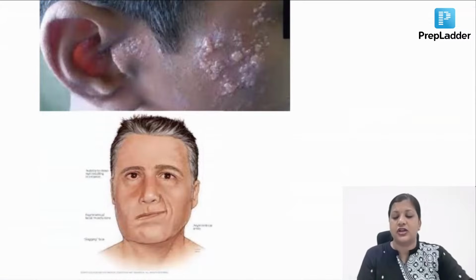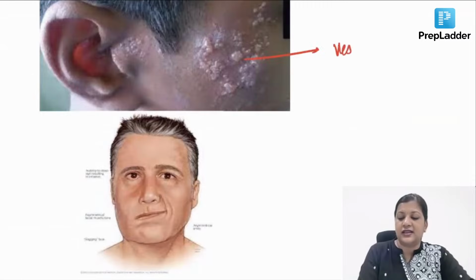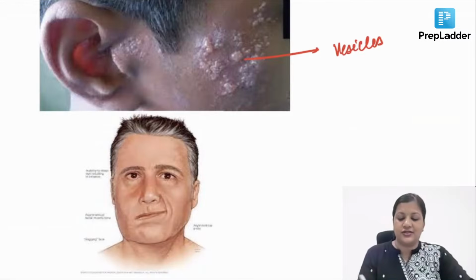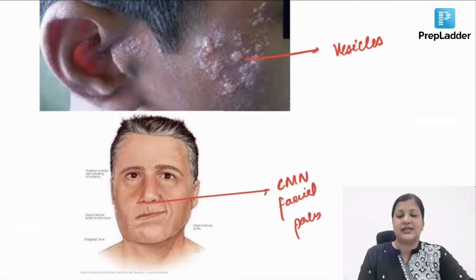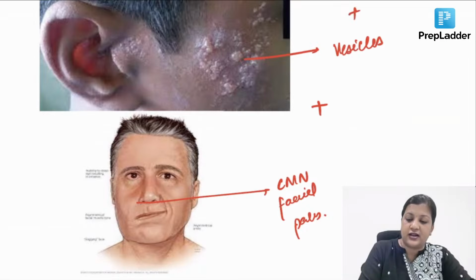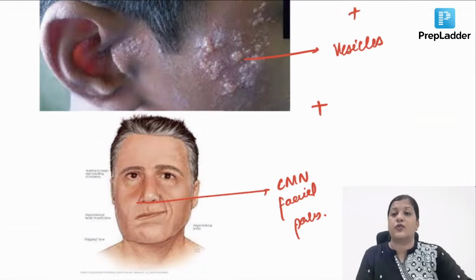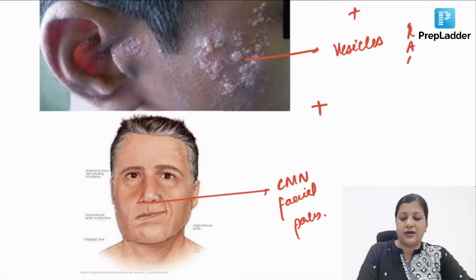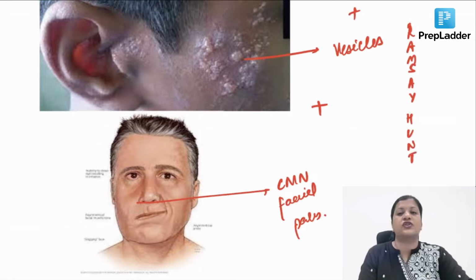Look at this image. You're seeing vesicles in the area of distribution of the facial nerve, and you're seeing that there is a LMN type of facial palsy. So LMN type of facial palsy, along with vesicles in the area of distribution of the facial nerve, and if they have SNHL, sensorineural hearing loss, what do you think is the answer? Yes, the answer is nothing but Ramsay-Hunt syndrome, also called herpes zoster oticus.